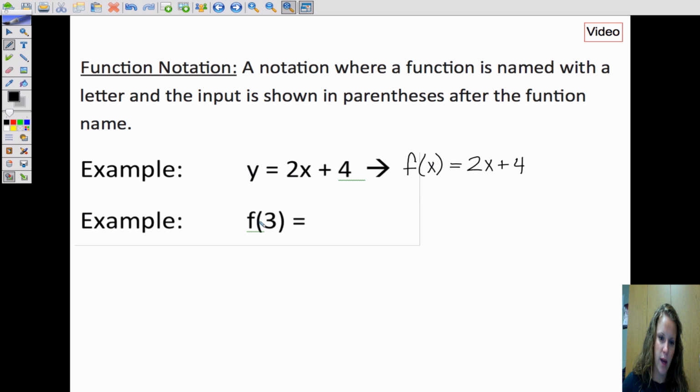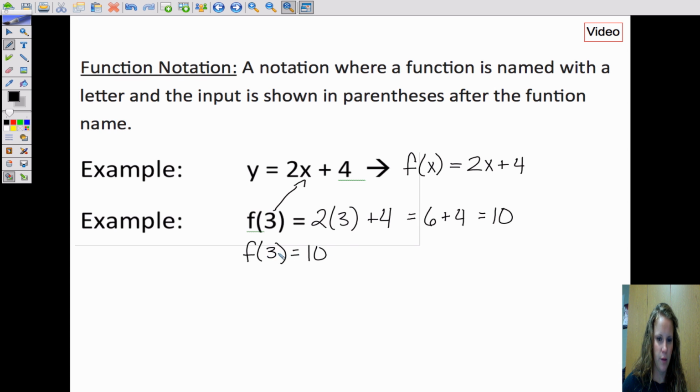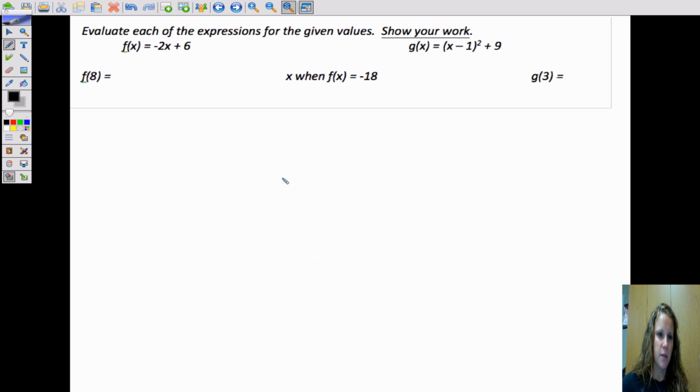So then when you have something like f of 3, that means put in 3 for the input. So f of 3 would be 2 times 3 plus 4. So that would be 6 plus 4. So that would be 10. So we could write f of 3 equals 10, because when we plug in 3, we get 10. That would be the same as saying when x is 3, y is 10. Alright? So let's practice a little bit.